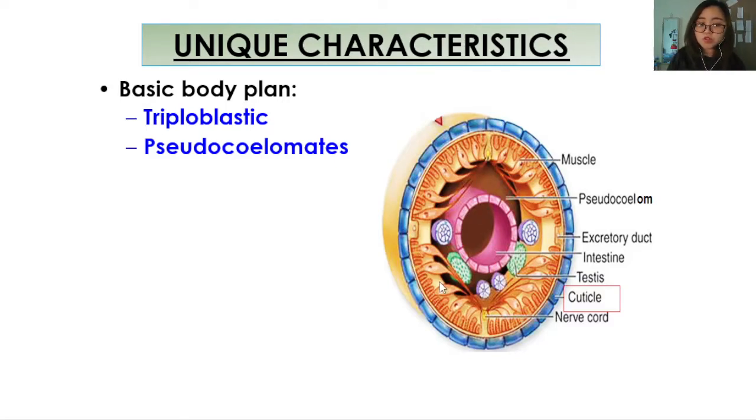Lepas tu ada ruang kosong yang tidak diselaputi oleh mesoderm, dan di tengah-tengah barulah endoderm. Remember, if the coelom is not lined by mesoderm, that is a pseudocoelom. Okay, so this is the pseudocoelom, and that is a cuticle. They lack a circulatory system. So in nematodes, they don't have blood vessels like you and me. So they don't have blood vessels that circulate oxygen or waste throughout their body.